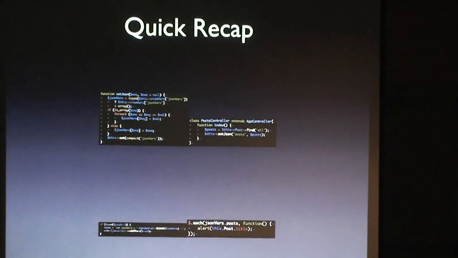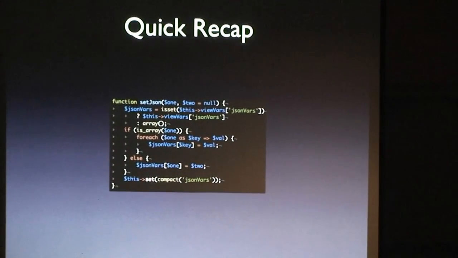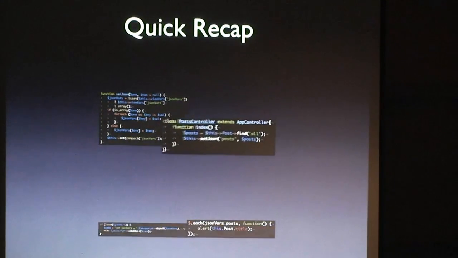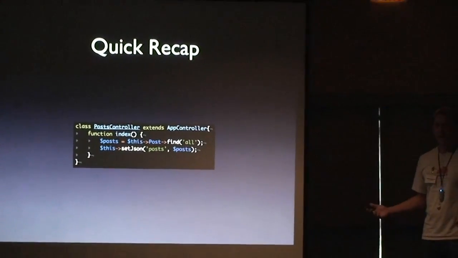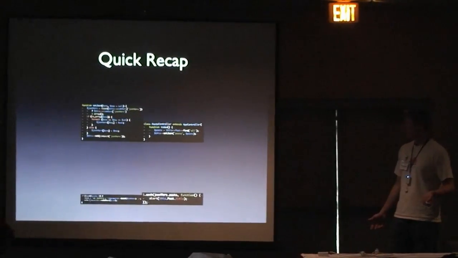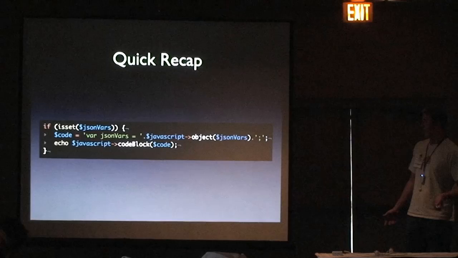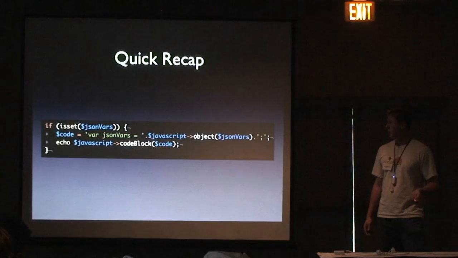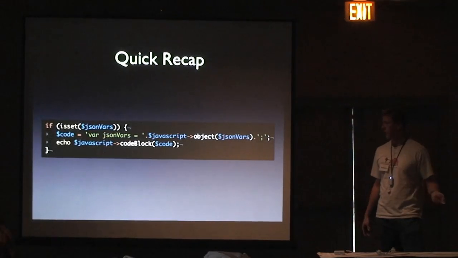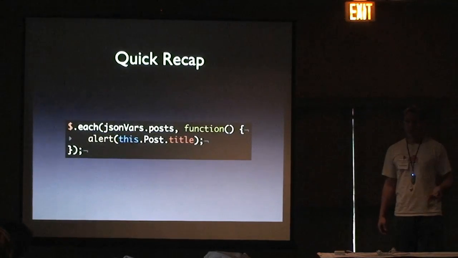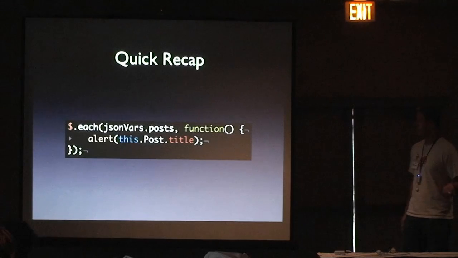Just a quick recap. What you need in order to use this is the setJSON function, which you put in your app controller. Then you write your post controllers like this, and instead of set, you use setJSON. And that's what you put in the head section of your layout, which essentially passes the stuff to JavaScript. And that is how you access the stuff in JavaScript. I'm going to make the slides available, so you can get it from there.